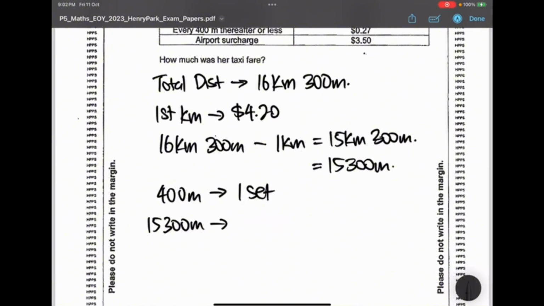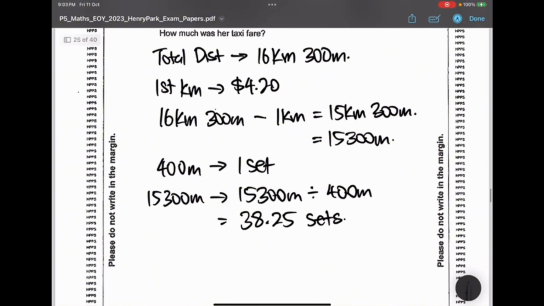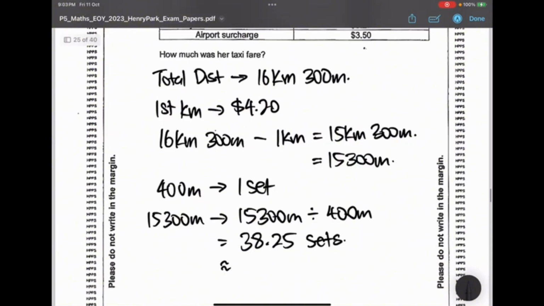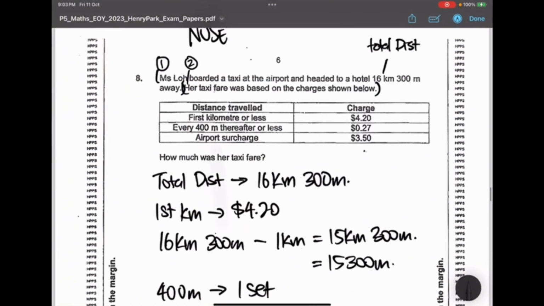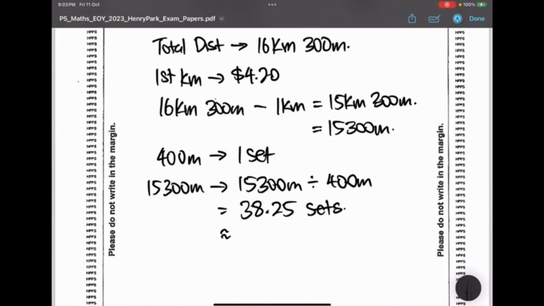Okay, how can I find that? It's just to take 15,300 meters divided by 400 meters, and that would simply give me 38.25 sets. Alright, but what we want to do is to round up, because it says every 400 meters thereafter or less. This 0.25 is the less that we need to account for. So what we want to do is to round it up to 39.